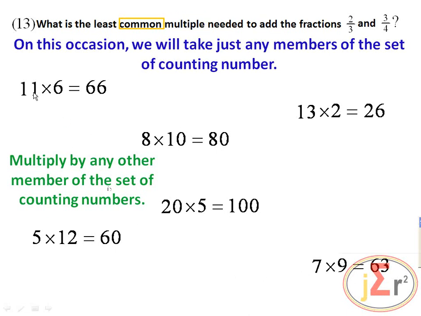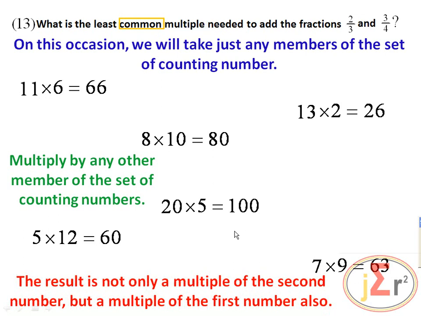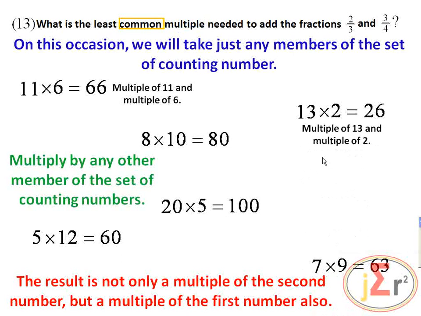Right. So we are multiplying members of the set of counting numbers. The result is not only a multiple of the second number, but a multiple of the first number also. So when we multiply 11 by 6, we get 66. Right. 11 is a factor of 66. Or we may say, because we are talking about multiples now, 66 is a multiple of 6, and 66 is a multiple of 11, and what do we say? 26 is a multiple of 13, and 26 is a multiple of 2, right.